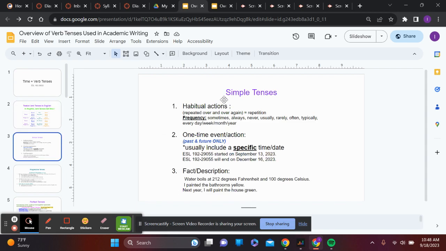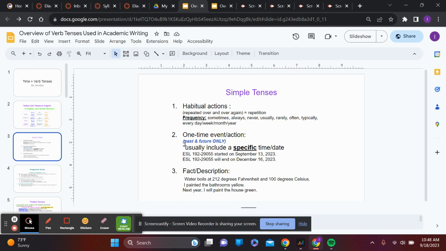So we use the simple tenses for actions that are habitual, that are repeated over and over again. And we often use these adverbs in the simple present and the simple past: sometimes, always, never, usually, rarely, often, typically, etc.